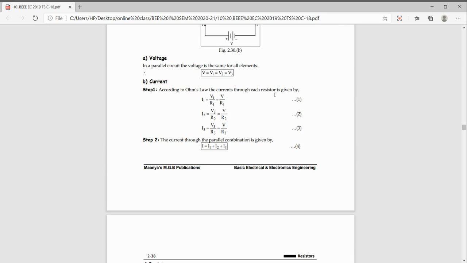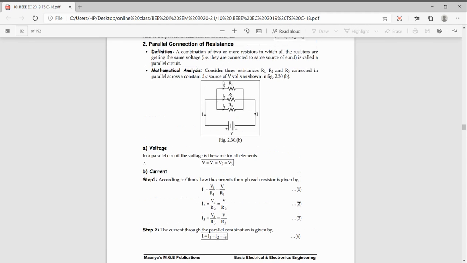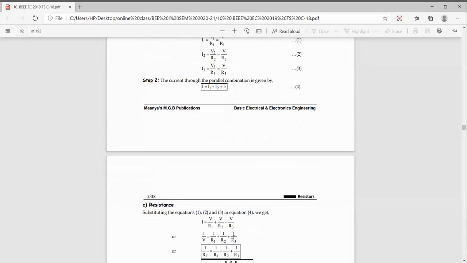So what is the current in a parallel connection? From this we can tell that I is equal to I1 plus I2 plus I3. So now in equation 4, I'm substituting equations 1, 2, 3. I know I is equal to I1 plus I2 plus I3, and I know the I1, I2 and I3 values, so I will directly substitute them. So I is equal to V by R1 plus V by R2 plus V by R3.